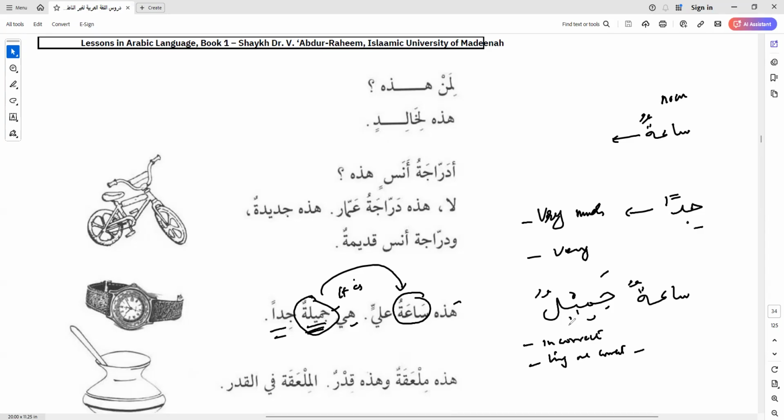Why? Because the Sa'atun is a feminine object. So the Jamil must also be feminine. So I have to say Sa'atun Jamilatun. Then I make the La, and then I put Taw Marbuta at the end. Then I'm going to have Sa'atun Jamilatun. I don't have to say Sa'atun Jamilun.